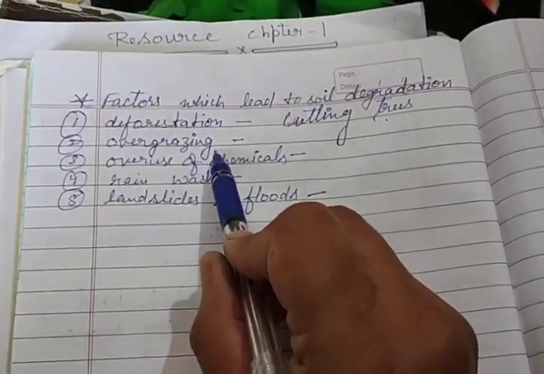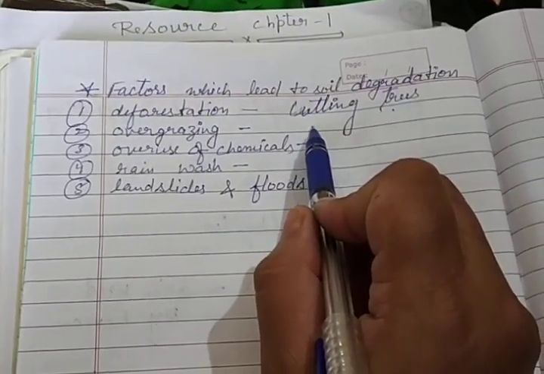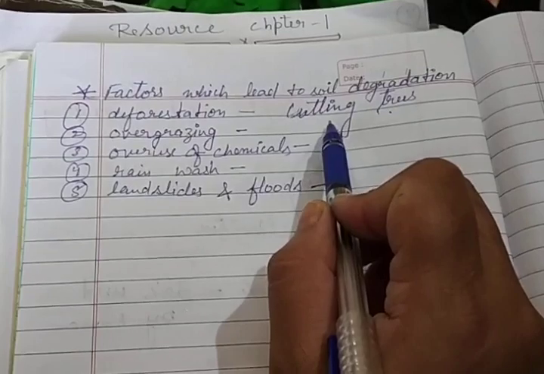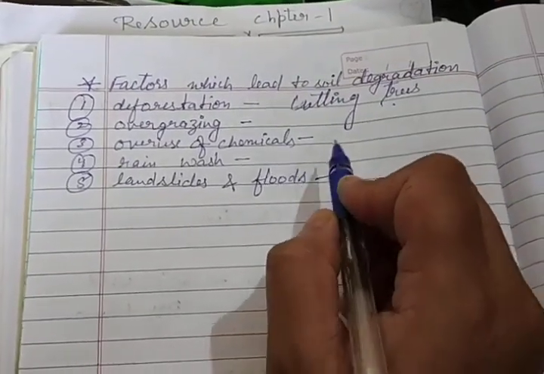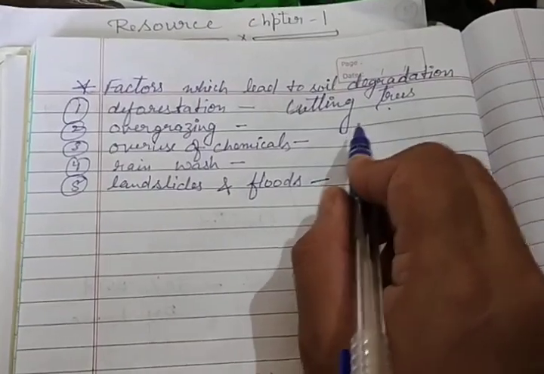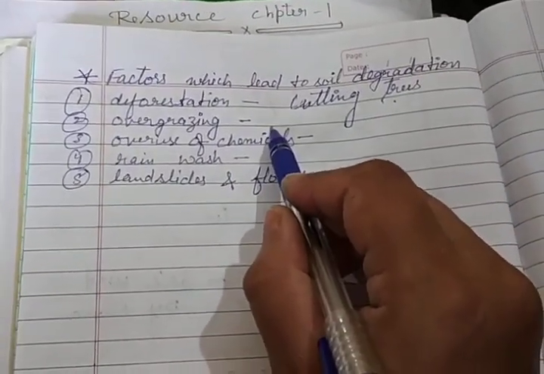Second is overgrazing. If animals are continuously overgrazing the green grass areas, then there will be a desertification of the land, which again causes soil degradation.